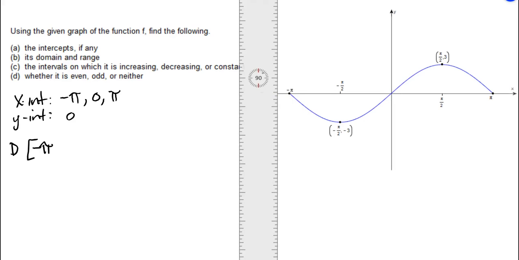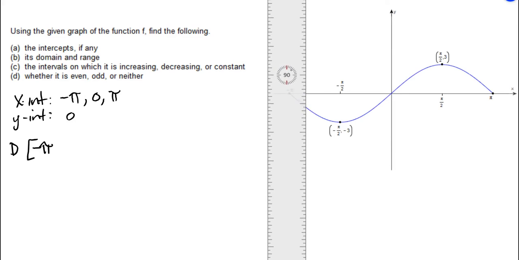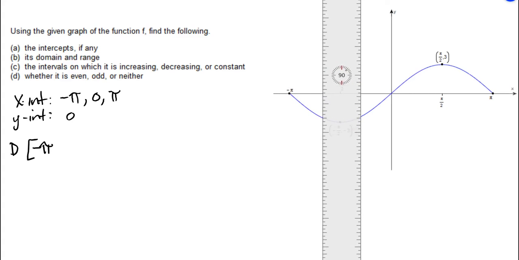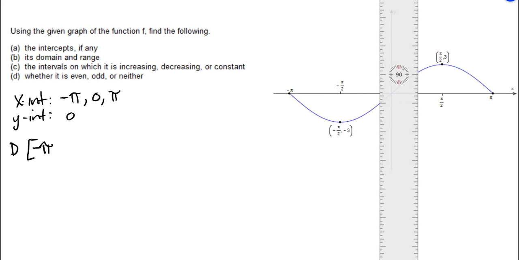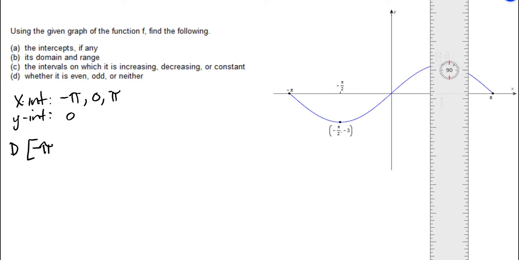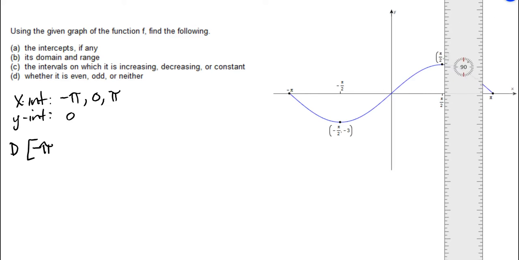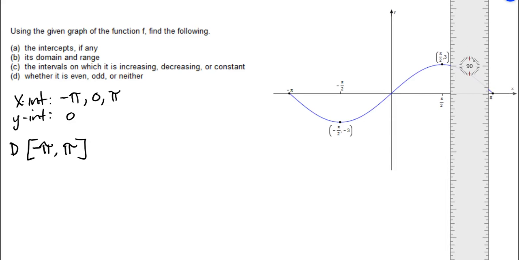As I move my ruler from left to right, I can see that I'm continuing to hit the graph all along the way. So all of these x values will also be included in my domain until I get to this point. That's the last time my ruler will hit the graph. So my domain will stop at pi. And pi is also included in the domain.